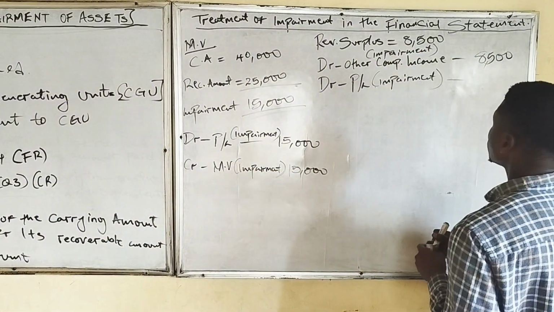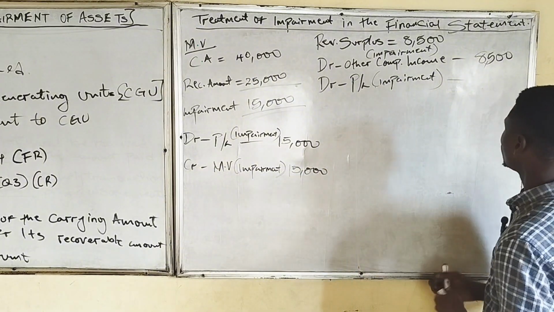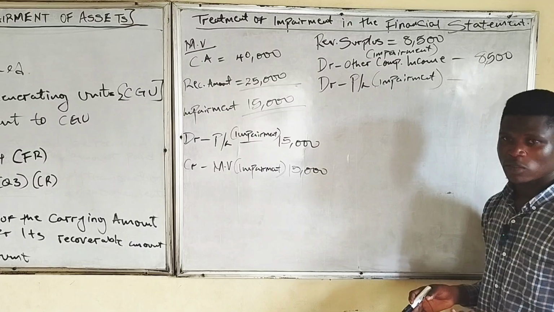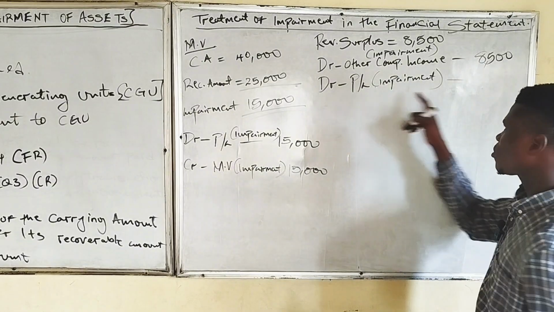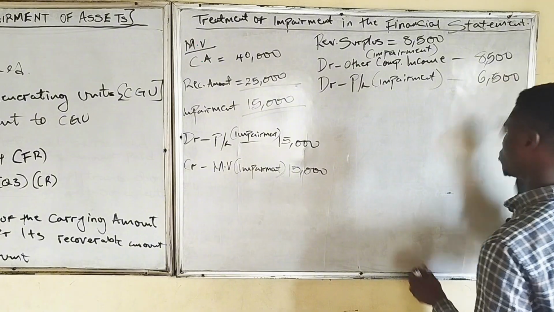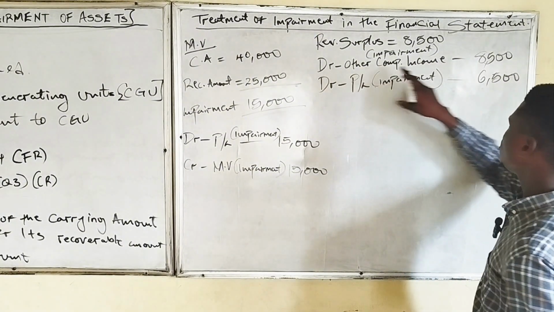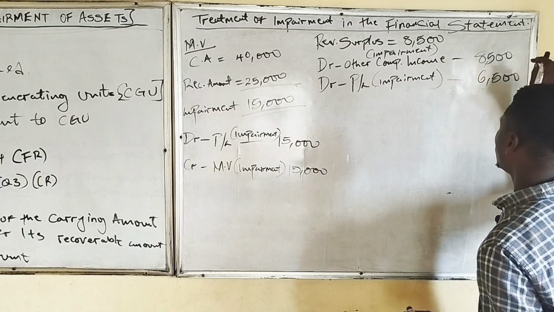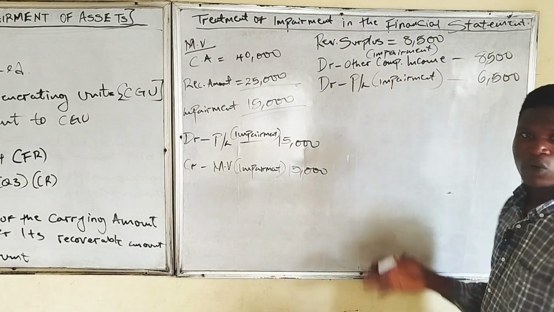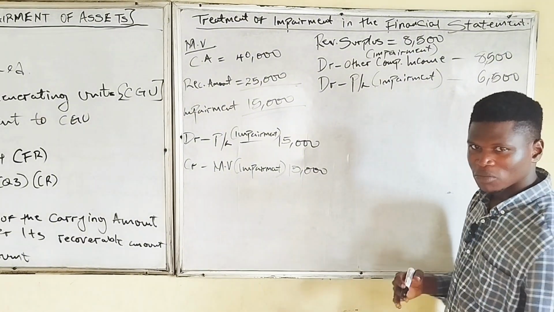So if we deduct 8,500 from 15,000, we'll be left with 6,500. So it means what we are taking to our profit or loss will be 6,500. So do you understand? We are debiting other comprehensive income by 8,500. Debiting other comprehensive income. Other comprehensive income is an income. If we debit it, it means we are deducting from it.